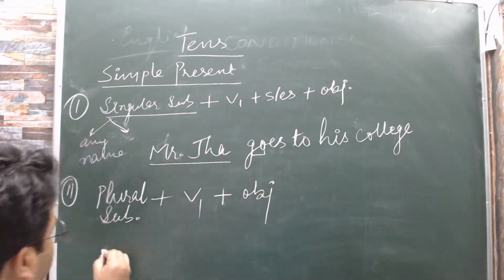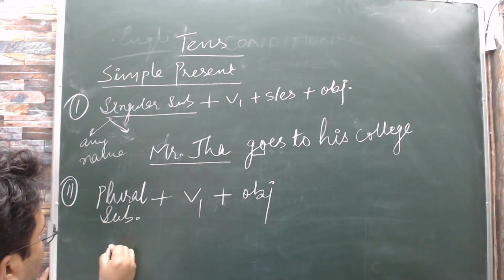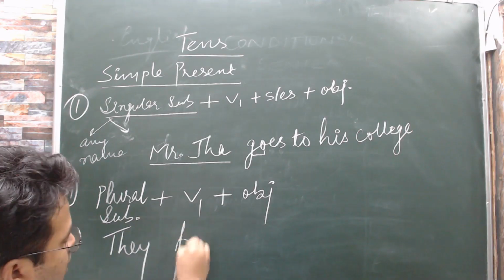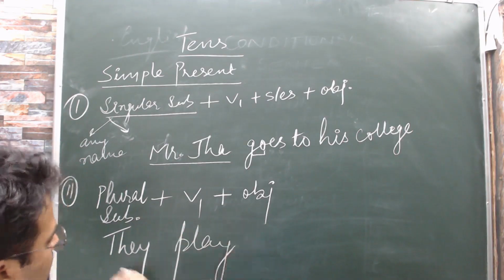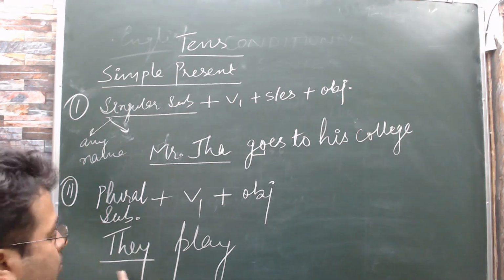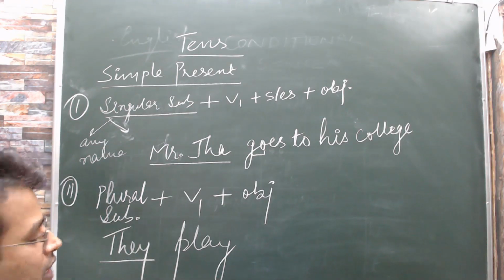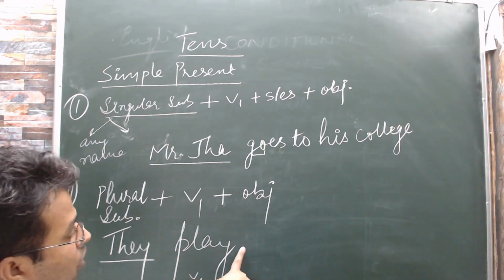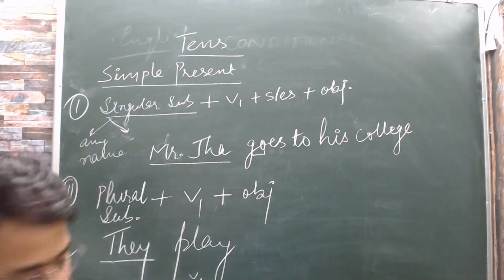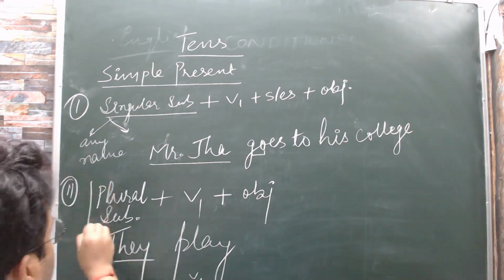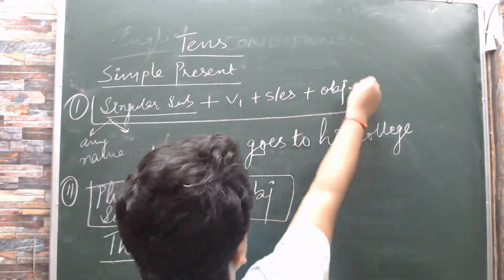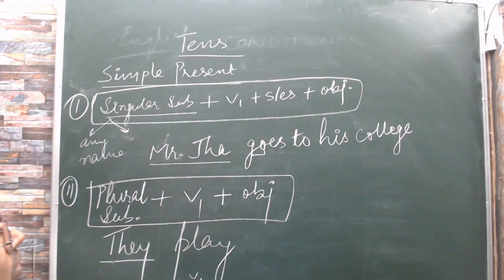Like if I say they play, they is the plural, third person plural number subject, and this play is the verb first form, so we cannot use s/es with them. So they play, we say they play. So your first type is this one, a structure of a simple present tense, and this one and this one, these two.